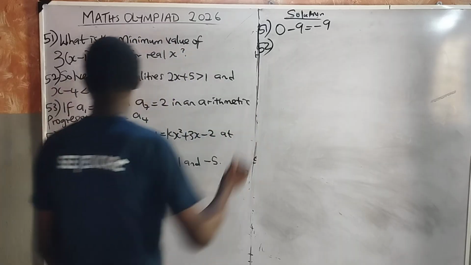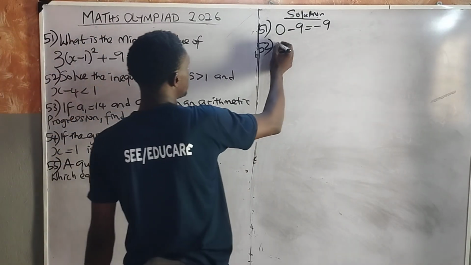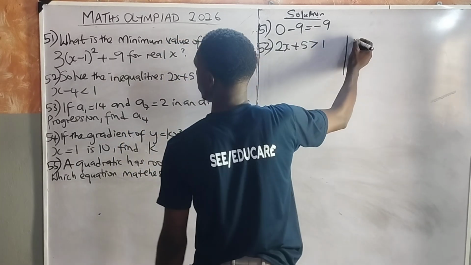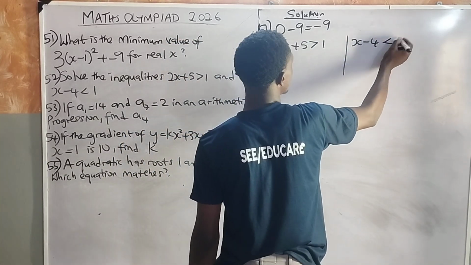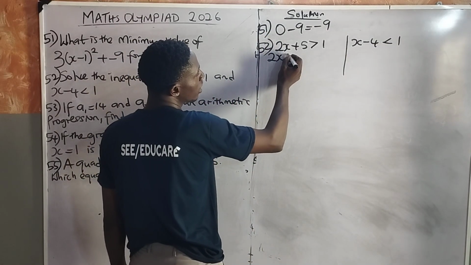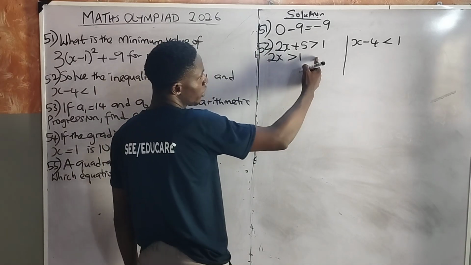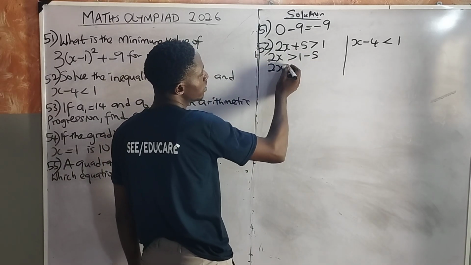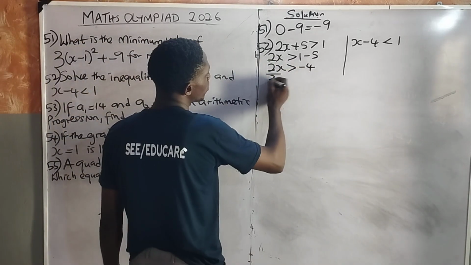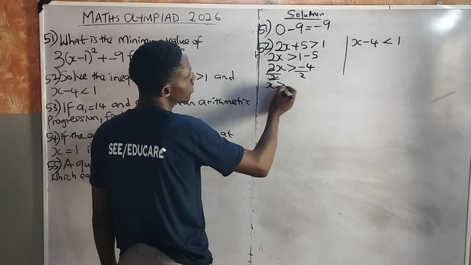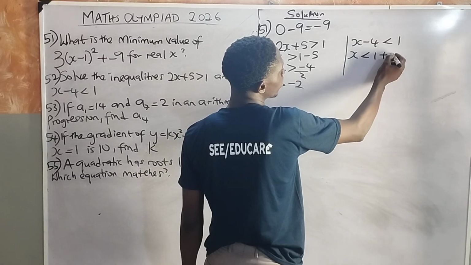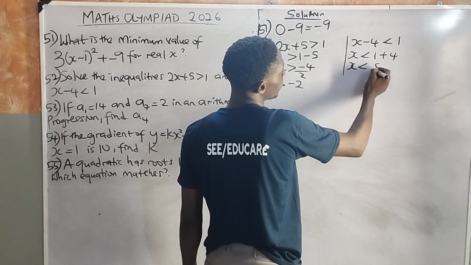Number 52. Solve the inequality. The first one is 2x plus 5 greater than 1, and the second one is x minus 4 less than 1. Let's start with this. Collecting like terms, we have 2x greater than 1 plus, going here, minus 5. 2x greater than 1 minus 5 is minus 4. Then divide both sides by 2. We are going to get x is greater than minus 2. Then here is x less than 1 plus 4, x less than 5.